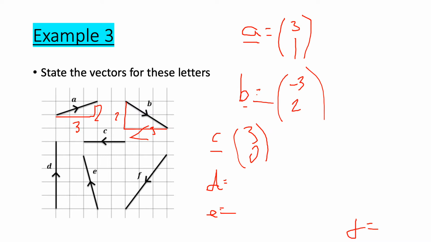D is 1, 2, 3, 4, 5, 6, so D is 0, 6, so no X movement, but all the Y movement. E is going to be 1 across and 4 down. So 1, -4. So remember, guys, if it's down, it's going to be negative. And if it's up, okay. And then lastly, guys, F, -3 and then -4, okay, because I'm going in that direction. So I hope that actually made sense so far, guys.